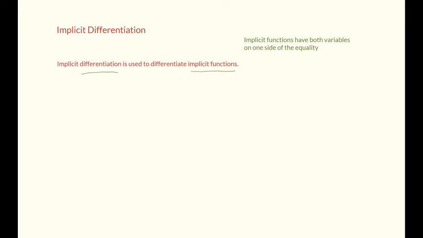So have a look at this function, y equals 2x squared plus 5x. If I asked you to differentiate this, which is an explicit function because it's got y on one side and x on the other, then we know dy dx would equal 4x plus 5. Now, if I had my original function written like this, which is of course the same thing, I could use implicit differentiation to do this.